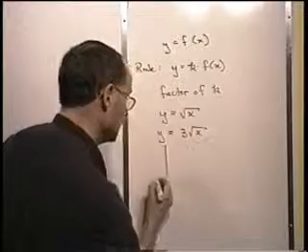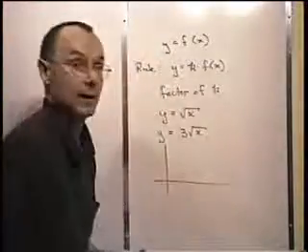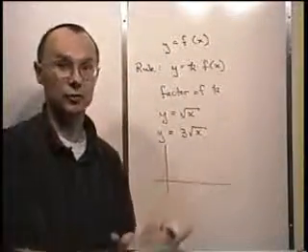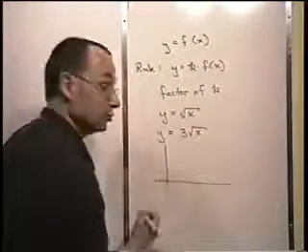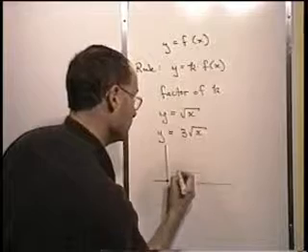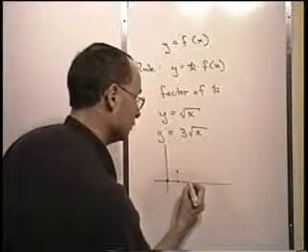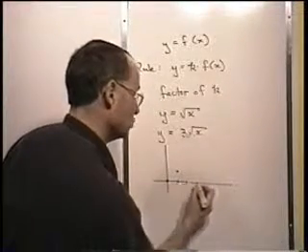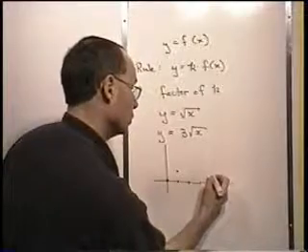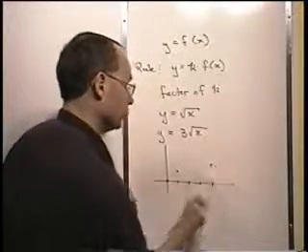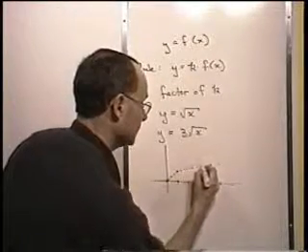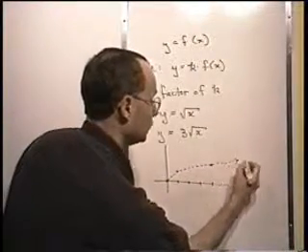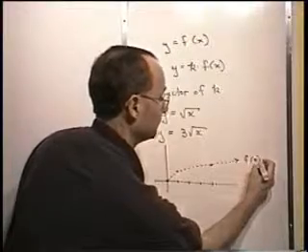Well, I'm going to draw both the original and the transformed graph on the same grid here. In the original, we had (0, 0), (1, 1), and then as another good point, (4, 2), which goes up 2. So those are some points in the original. I'll just do that with a dotted graph here. So there's f of x.